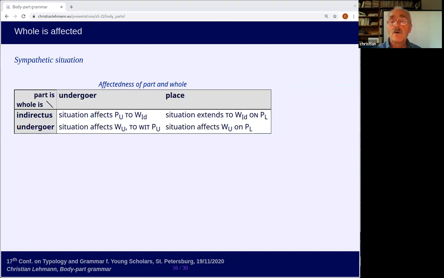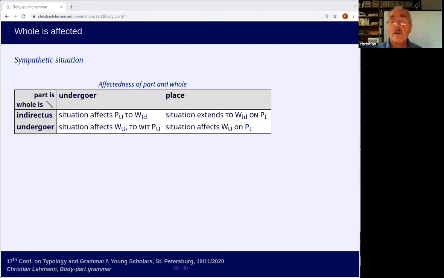The affectedness or involvement of the whole may essentially be coded in two syntactically contrasting ways. Either W is coded as an indirectus, typically marked by a dative case, but occasionally by an applicative derivation of the verb, or else W is coded as an undergoer, typically in one of the functions of absolutive or intransitive subject or direct object. These are the two rows of the following table.